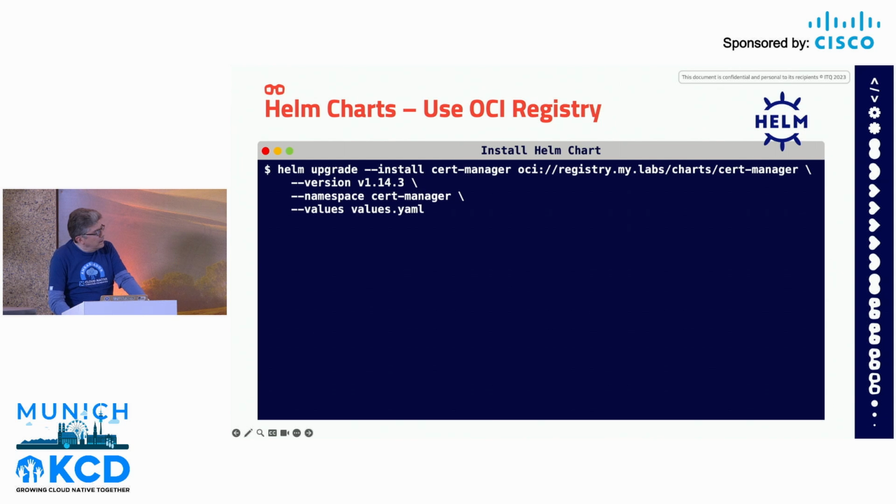So then, if you want to install from the OCI registry, you can use the usual command you use to deploy a Helm chart, but you just have to replace, instead of the URL or the name of the chart, you put directly the OCI URL.